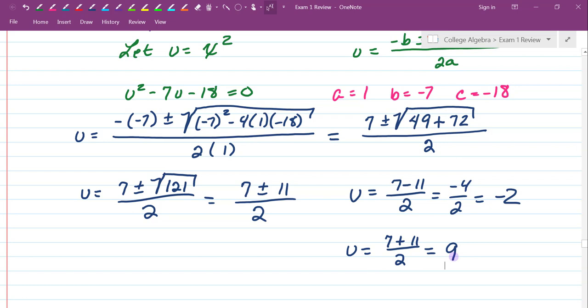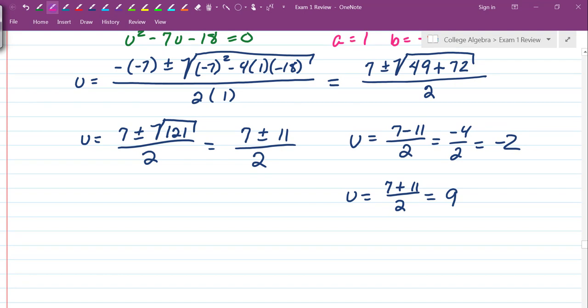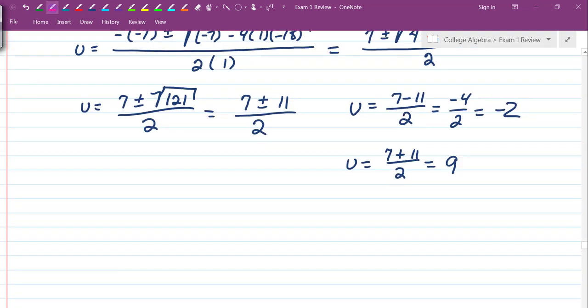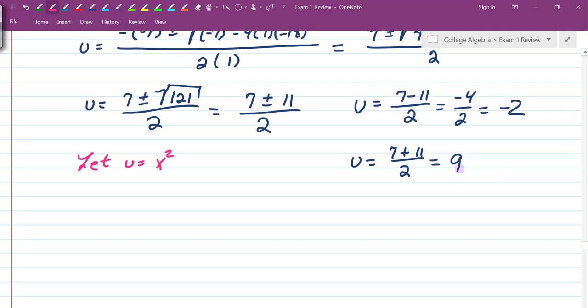So let me switch ink colors here. We'll go to pink, and we need to remember that u is equal to x squared, and the question is I'm supposed to solve for x. So remember we said let u equal x squared. So I have u is equal to -2 and I have u is equal to 9.